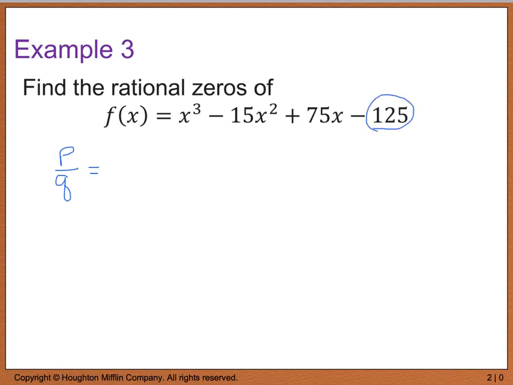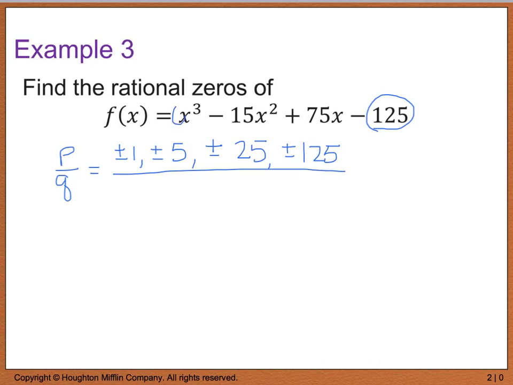And don't worry about whether it's a positive or negative. We just want the number itself. So I have plus or minus 1, plus or minus 5, plus or minus 25, and plus or minus 125. And I'm going to divide that by the leading coefficient, which again is 1. So plus or minus 1.